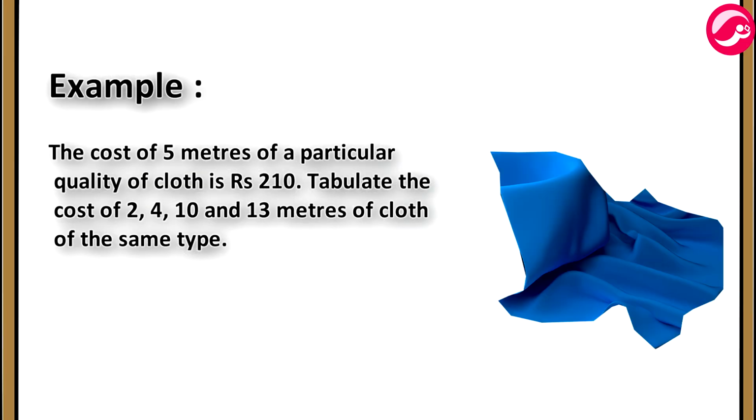Let us consider some solved examples where we would use the concept of direct proportion. For example, the cost of 5 meters of a particular quality of cloth is rupees 210. Tabulate the cost of 2, 4, 10 and 13 meters of cloth of the same type. So we will see the solution.